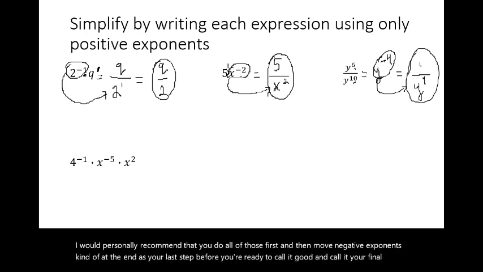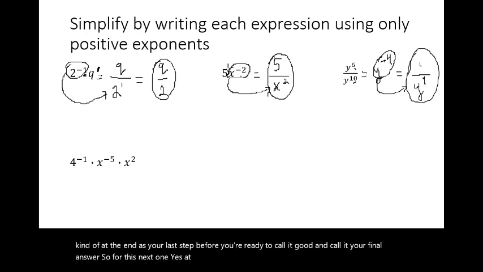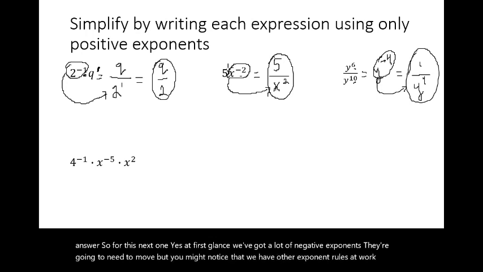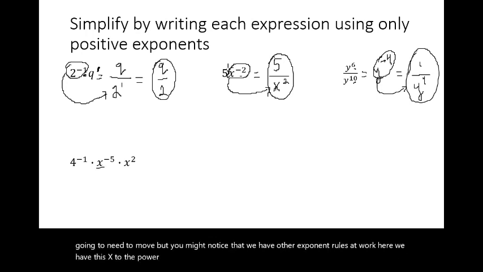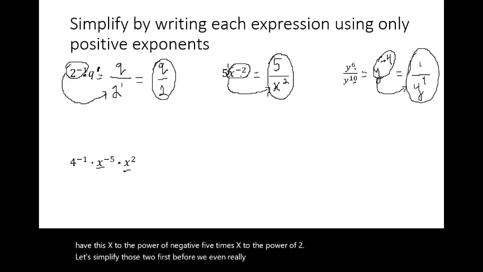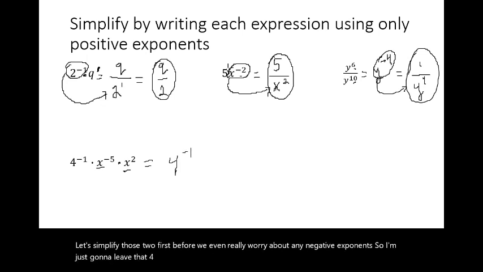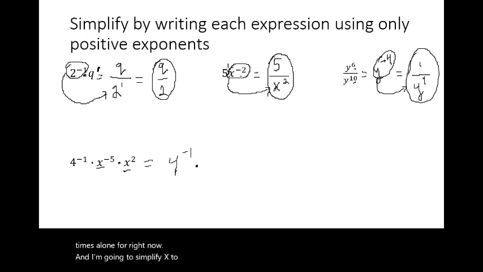So for this next one, yes, at first glance, we've got a lot of negative exponents. They're going to need to move. But you might notice that we have other exponent rules at work here. We have this x to the power of negative 5 times x to the power of 2. Let's simplify those two first before we even really worry about any negative exponents. So I'm just going to leave that 4 to the power of negative 1 alone for right now. I'm going to leave the times alone for right now. And I'm going to simplify x to the negative 5 times x to the power 2.